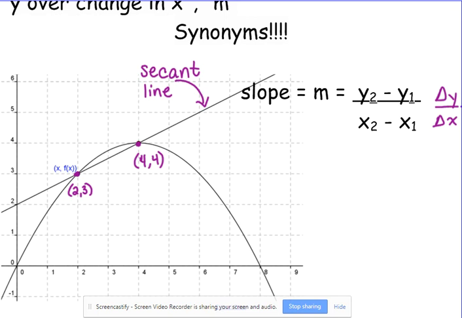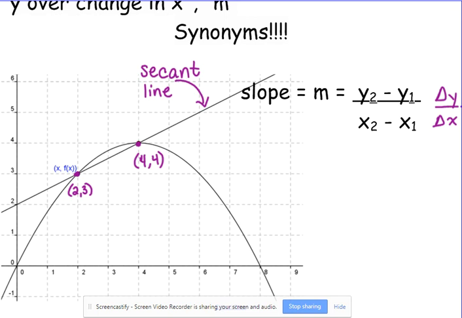I've got that first point labeled. We obviously see that it's (2, 3), but let's label it in general terms. It's labeled in blue there as x, f of x. Remember, f of x is just a fancy way of saying y. That's the y value when x is, in this case, 2.